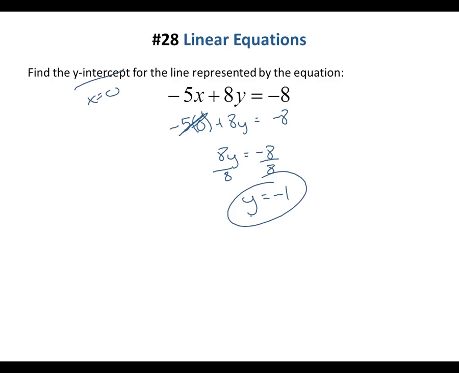Ooh, find the y-intercept for the line represented by this equation. Okay, so what's the magic number for intercepts? Zero. If I'm looking for the y-intercept, what should be zero? X. What if I'm looking for the x-intercept? All right. So since I'm looking for the y-intercept, x is going to equal zero. So I'm literally plugging in zero.